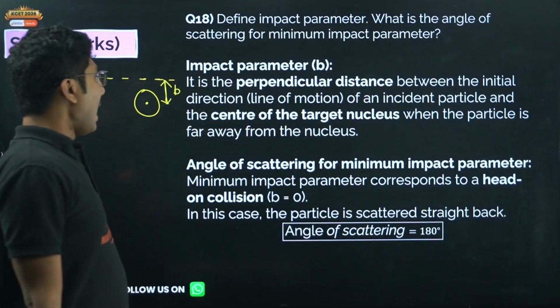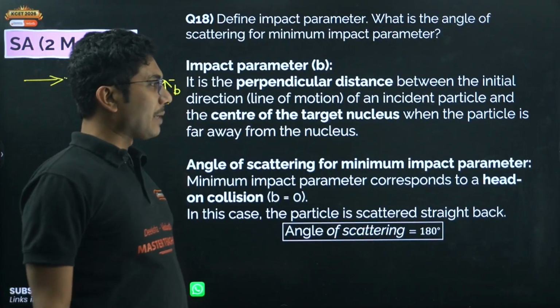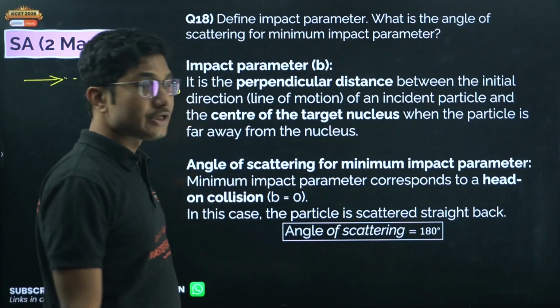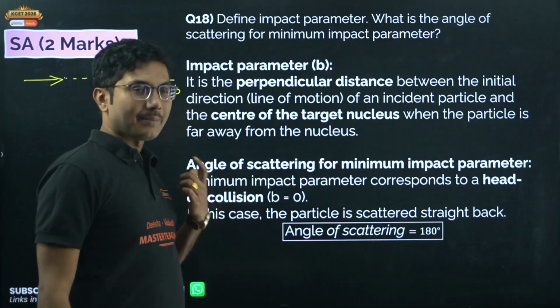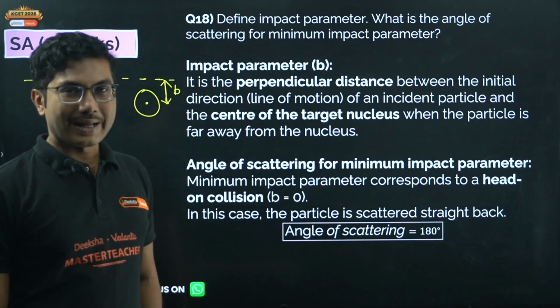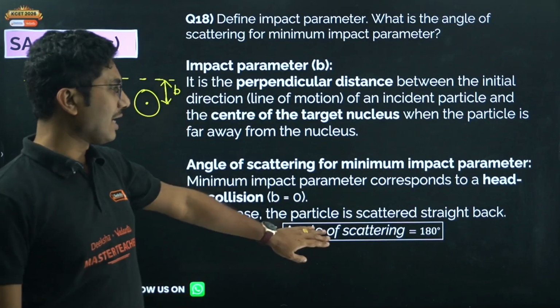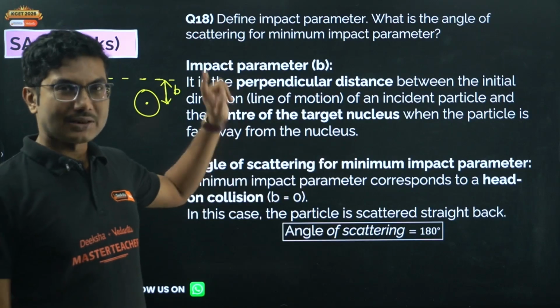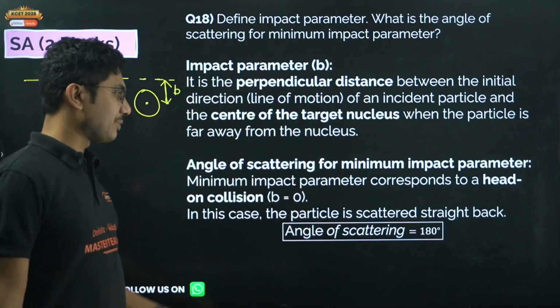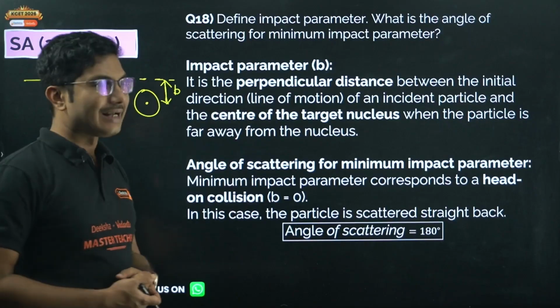Angle of scattering for minimum impact parameter. So minimum impact parameter corresponds to a head-on collision, that is impact parameter is 0. In this case, the particle is scattered through an angle of 180 degrees. So we have seen one MCQ as well as a long answer question from this concept, and this question is taken from your latest model paper.